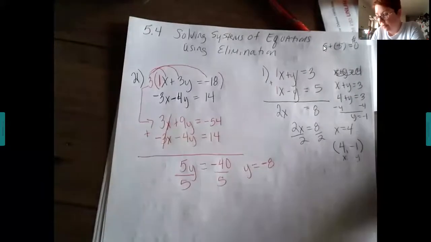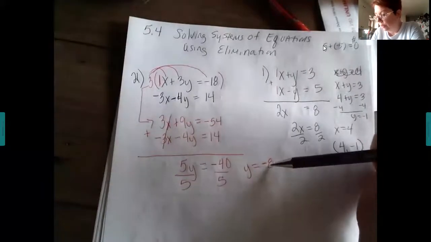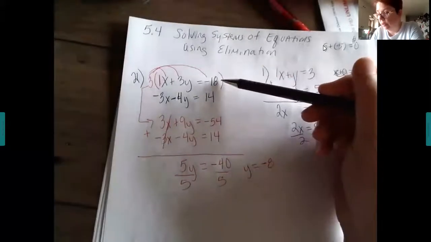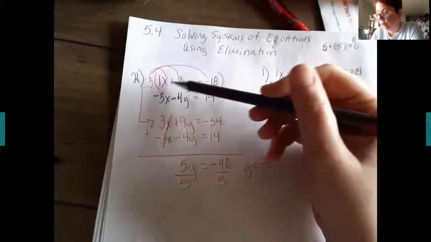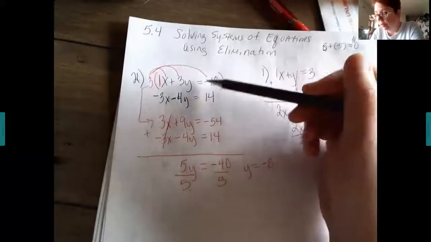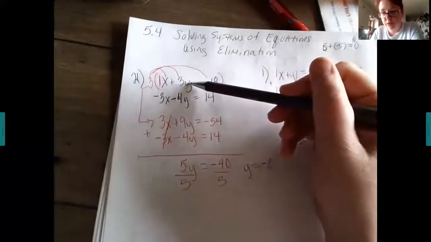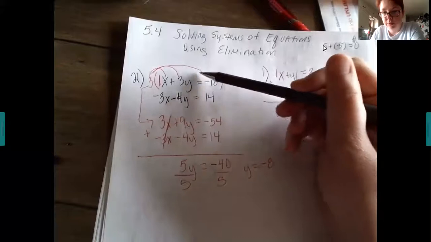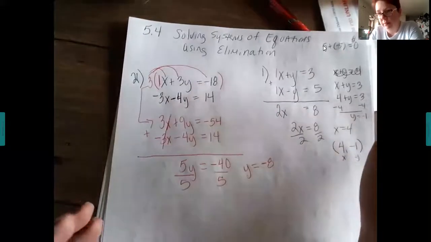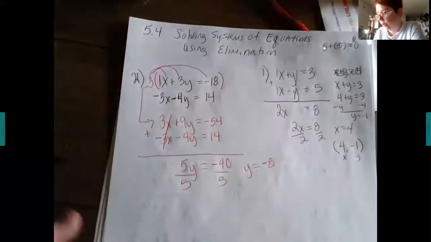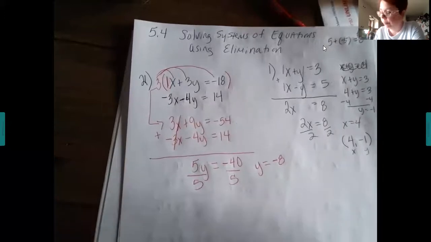Again, not that this is a hard and fast rule, but what I always do is, if I have to use an equation that I manipulated, I go back and use the original one. I'm not going to use this one. I'm going to use that one. Not that it makes a difference, but just what I tend to do. So that's what I'm going to do.